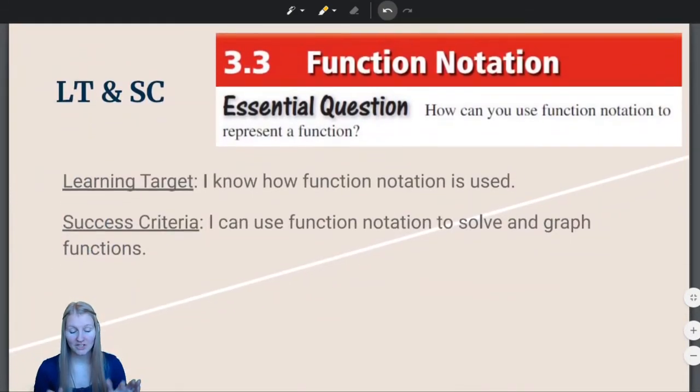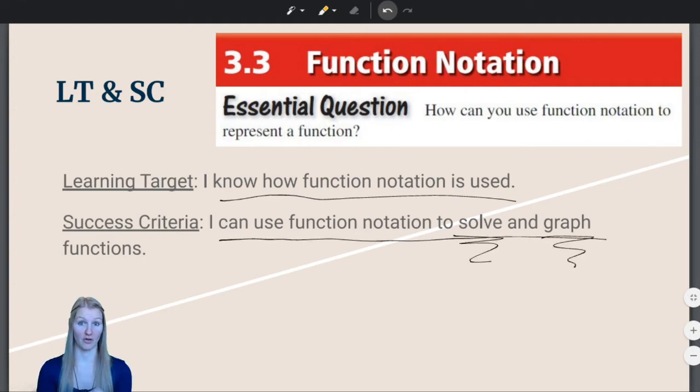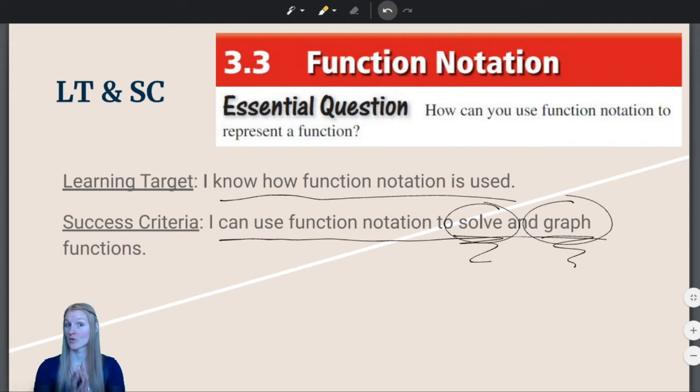So, we are continuing 3.3 in this video, and our learning target in this lesson is, I know how function notation is used. And the success criteria is I can use function notation to solve and graph functions. So yesterday we evaluated and interpreted functions using function notation. Today we are solving and graphing.